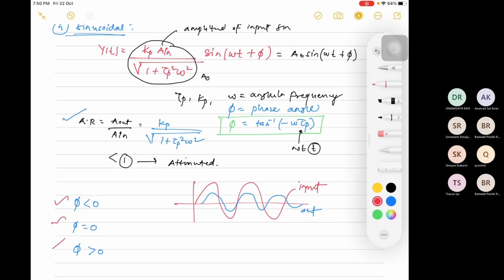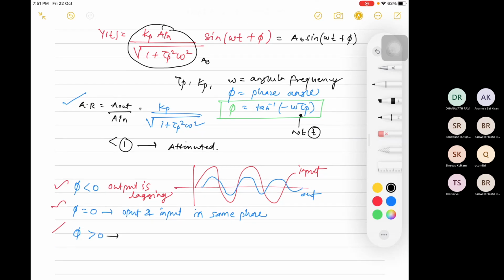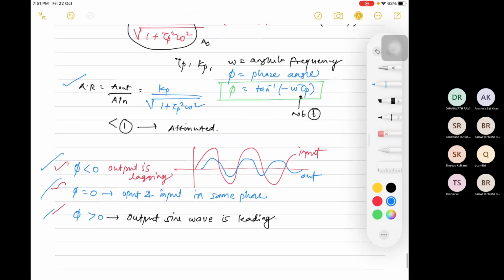Okay, if phi is less than 0, then the output is lagging. You can write output is lagging. Okay, phi is equal to 0, output and input are in the same phase, and if phi is greater than 0, then the output sine wave is leading. Output sine wave is leading. Getting it? This is your value. So this was asked in GATE, that's why I'm just writing it for you. Then take a screenshot here.